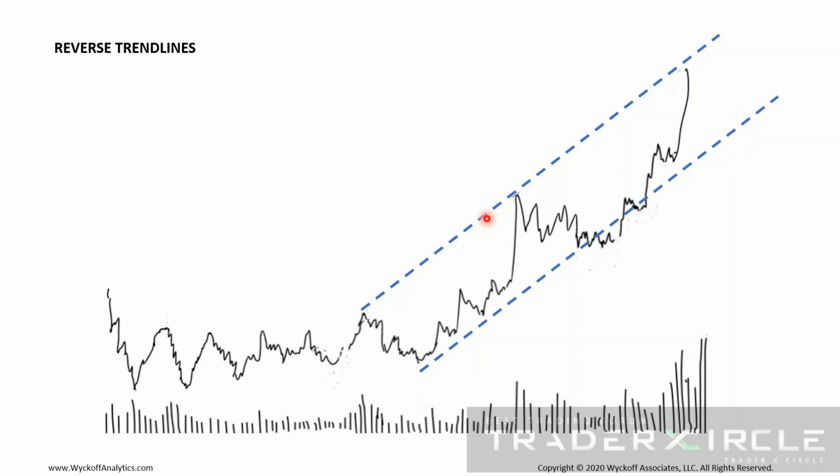But Wyckoff noticed that sometimes reverse trend lines were more effective than just conventional trend lines. So basically they started linking the local tops of the trend. Reverse channel, very easy. But let's forget the geometry. What's the meaning of this in terms of volume and price?